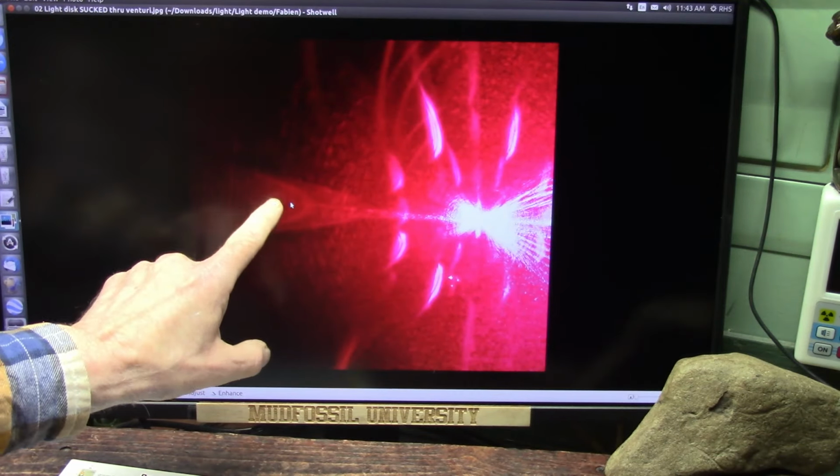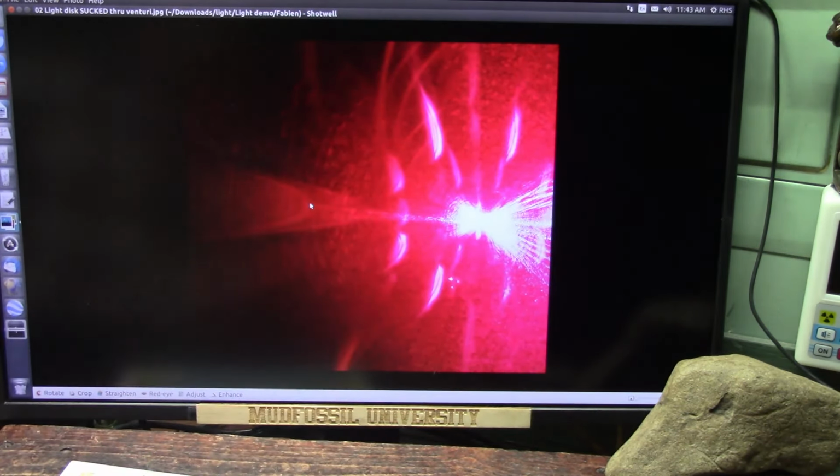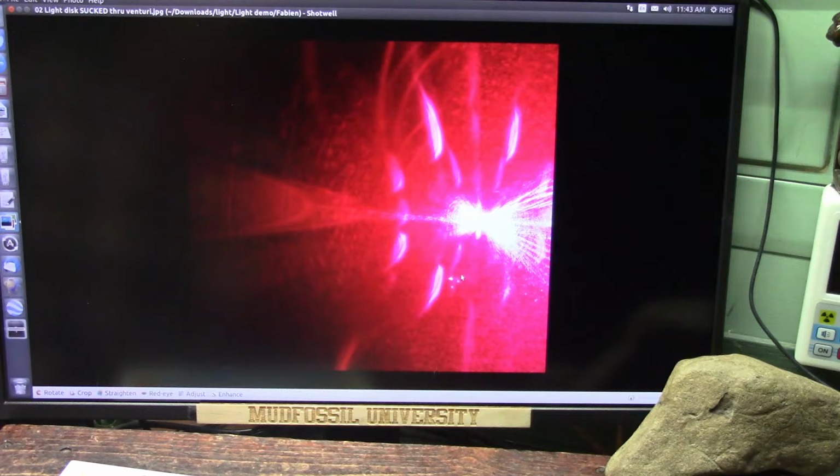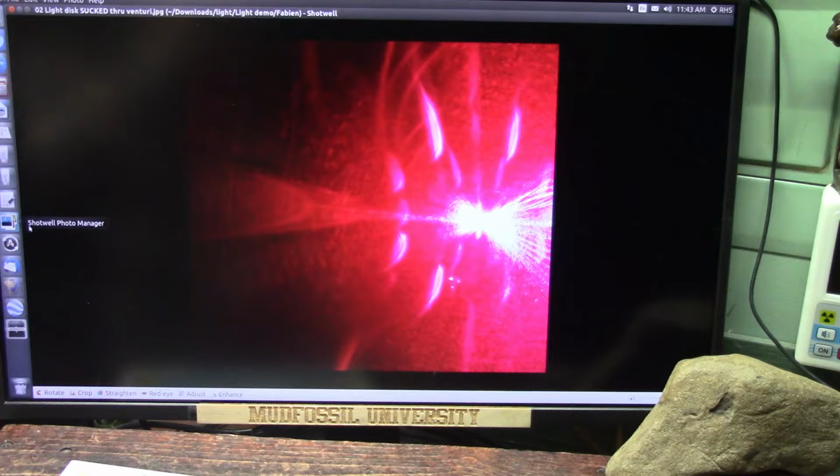And the particle itself, which I'll show you in a second, is pulled directly out of the wave. Do you see that? And then here it exploded. This is a subatomic nuclear explosion. It's what it is. And here's what happened at the Venturi, and here's what happened during the particle's procession towards the Venturi. Here's what happens.